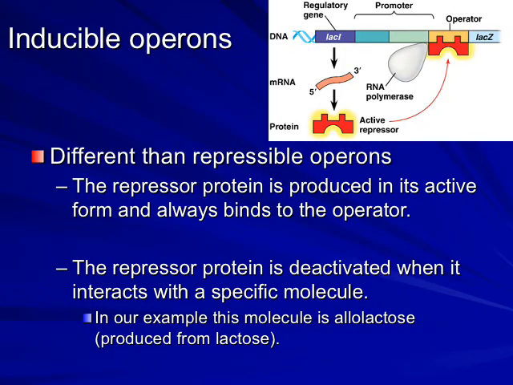So let's take a look at how these inducible operons work. In this case, we're looking at the lac operon of E. coli. And in this case, they're a little bit different than repressible operons in that the repressor protein is produced in its active form and always binds to the operator. However, the repressor protein is deactivated when it interacts with a specific molecule. Okay, so in our example, the specific molecule is going to be allolactose. That's going to be the repressor molecule.